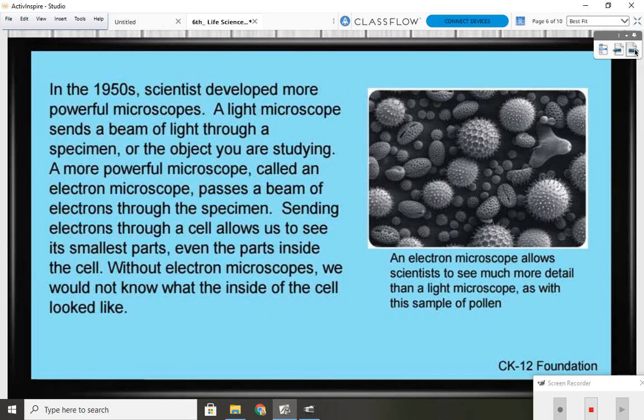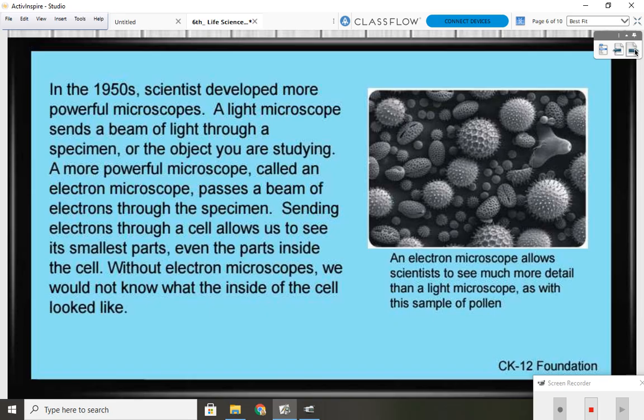All right, so here's a really cool picture of cells that have been seen under a microscope. And in the 1950s, scientists developed more powerful microscopes, light microscopes, which send a beam of light through a specimen, or an object you are studying.